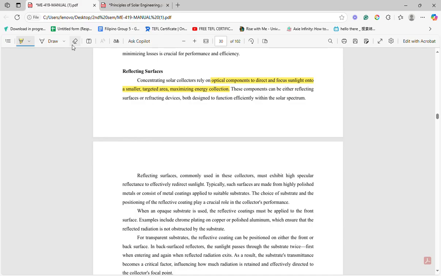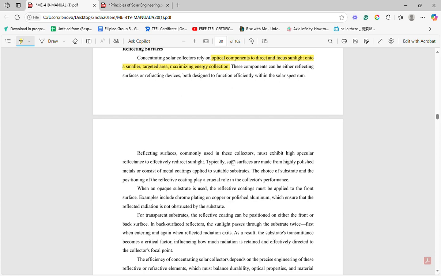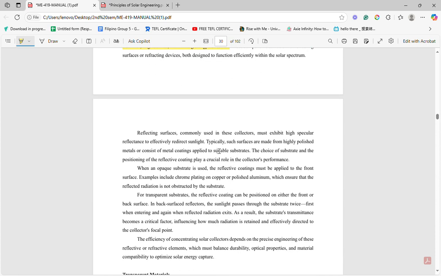So there, the fluid is hit. All of the energy will be reflected to that, so it will be receiving more heat. That is reflecting surfaces. Most likely this is made of mirrors, also from highly polished metals or metal coatings applied to suitable substrates. When an opaque substrate is used, the reflective coatings must be applied to the front surface.